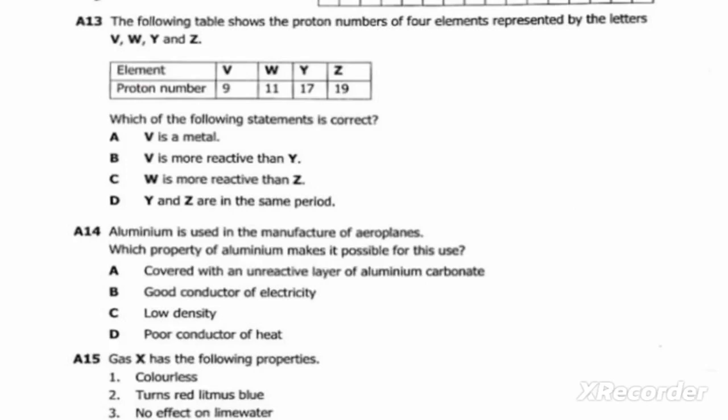Question A13, the question reads, the following table shows proton numbers of four elements represented by the letters V, W, Y, and Z.